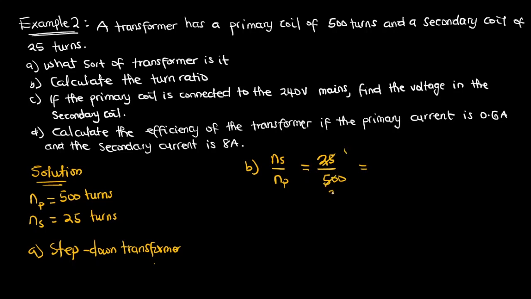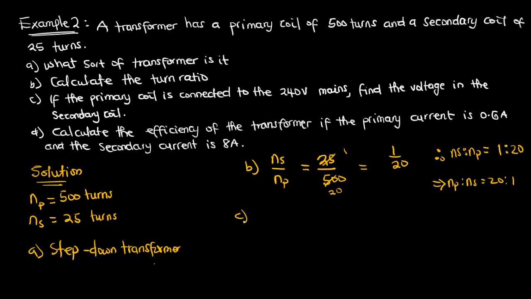So this will cancel itself. 5 goes into 25 one time, and into 500 a hundred times, so it will go 5 times 2 with this 0 coming down, which is 20. So the ratio is 1 over 20. So therefore, it means that our NS is to NP is equal to 1:20. It can also be 20:1 if you bring the NP first, NP is to NS, then it will become 20:1. Regardless of how you position it, it is still going to be correct.